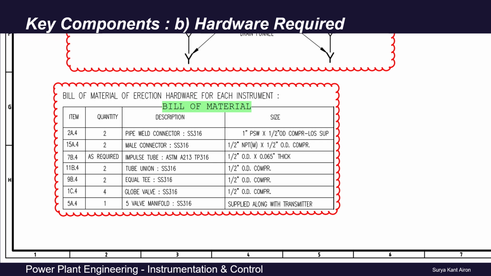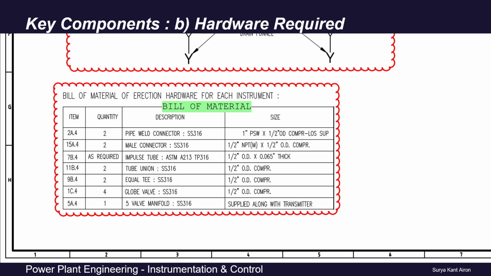This table is very important and very helpful for listing and purchasing the hardware required for instrument installation, by multiplying per instrument quantity with the number of instruments this hookup diagram is applicable for. For example, in this particular case, we have six instruments for which this instrument hookup diagram is applicable. So if we multiply this quantity with 6, then we will get how much quantity we have to purchase for installing all the DP type, differential pressure type, pressure transmitters.